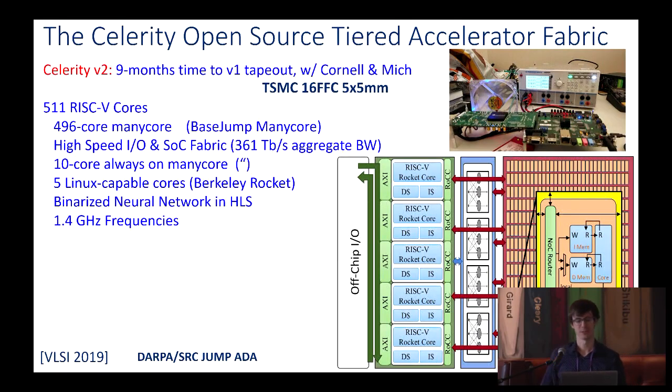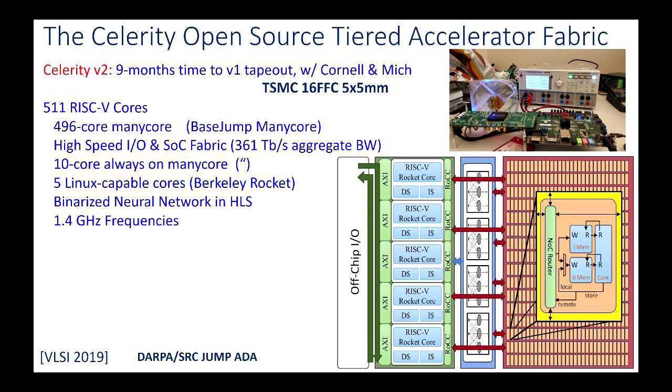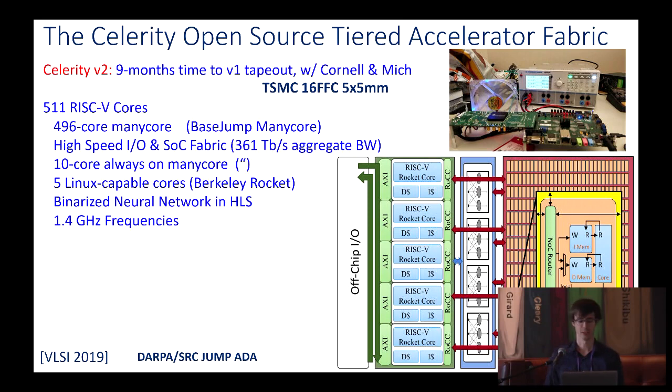So first I'm going to start talking about something completely different, which is a really cool open source project that we have. This is Celerity. It's a tiered accelerator fabric with 511 RISC-V cores. The cool thing is this was taped out in less than a year. We just taped out V2 actually, which took about 6 months after the first tape out. We got 1.4 gigahertz on this 512 many-core with a monster NoC with 300 terabytes of aggregate bandwidth.